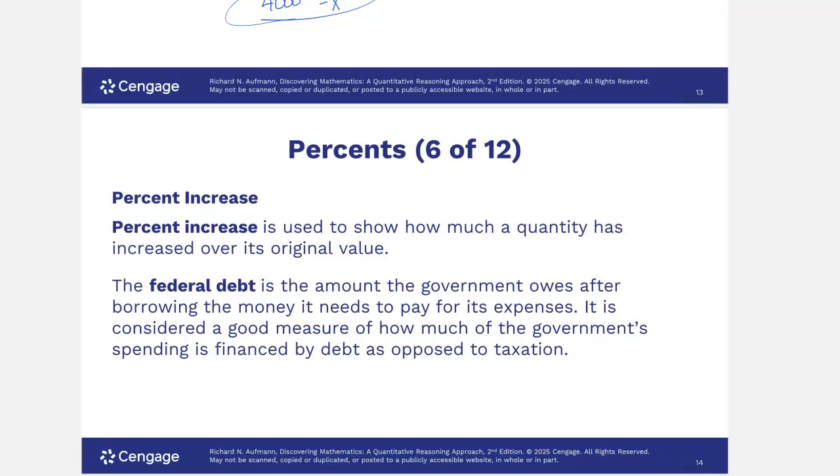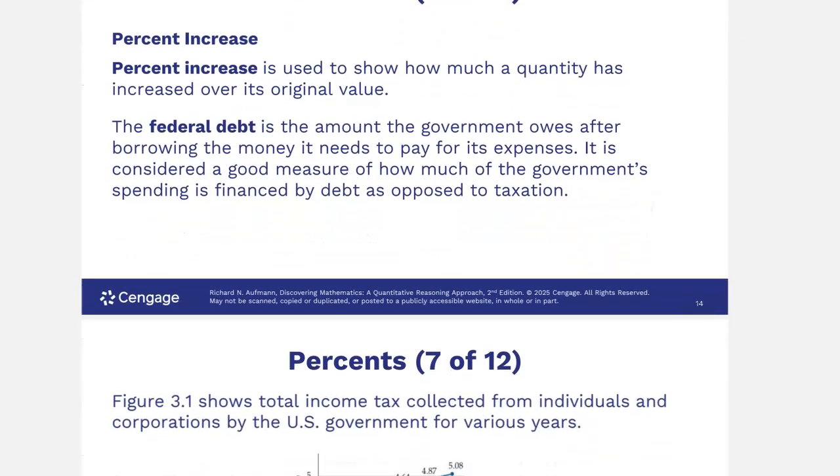So now we're going to start talking about things like percent increase and percent decrease. Percent increase is used to show how much a quantity has increased over its original value. And the federal debt is the amount the government owes after borrowing money it needs to pay for its expenses. It's considered a good measure of how much of the government spending is financed by debt as opposed to taxation.